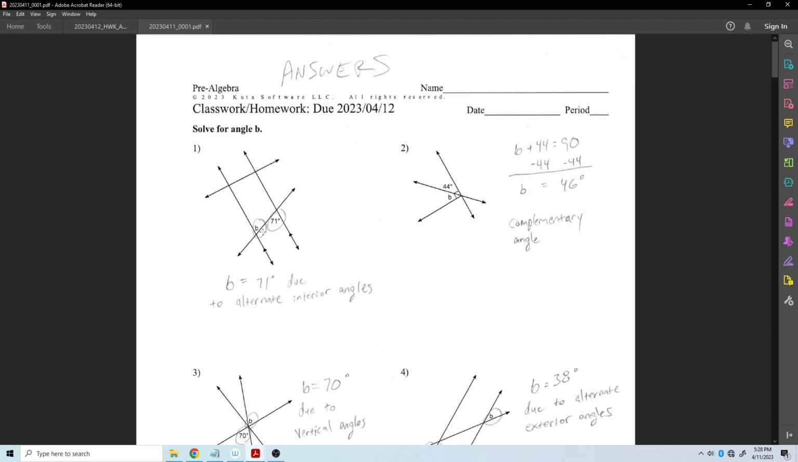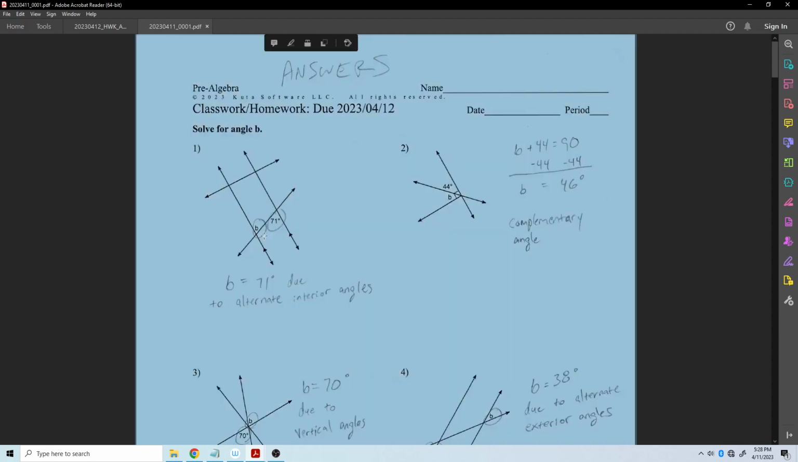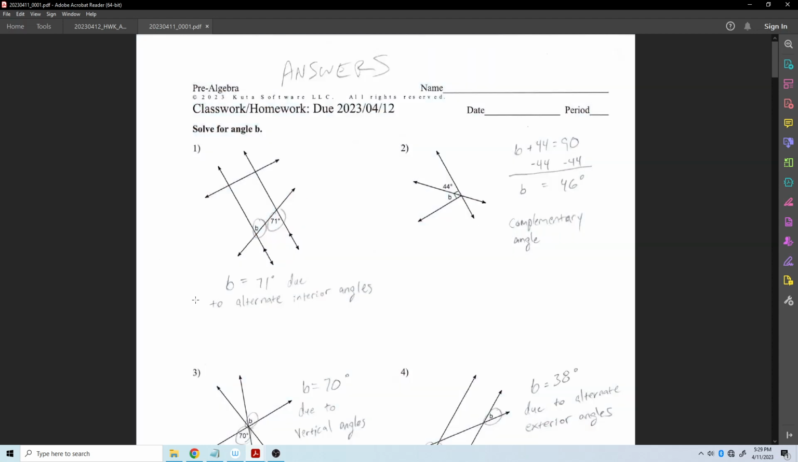This first one, right? We got here the B. We got a 71 in here. We got these two angles. They're inside the pair of parallel lines, so that means they're alternate interior angles. Based on that property, we know that B, whatever B is, is going to equal 71. So really no calculation involved. It's more of a recognition that B is, in fact, 71.